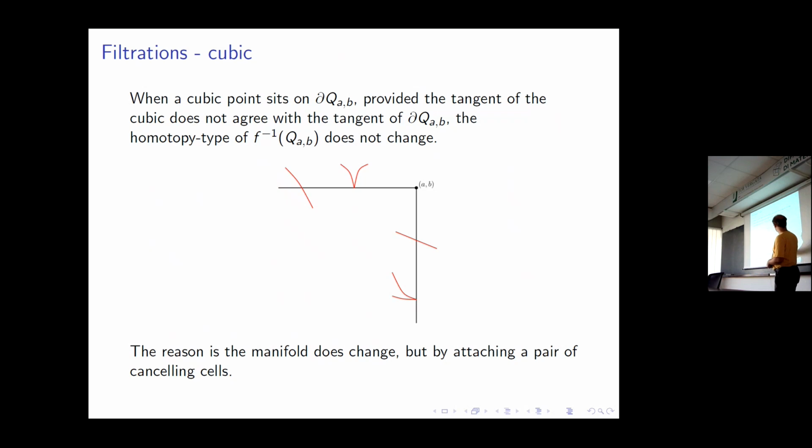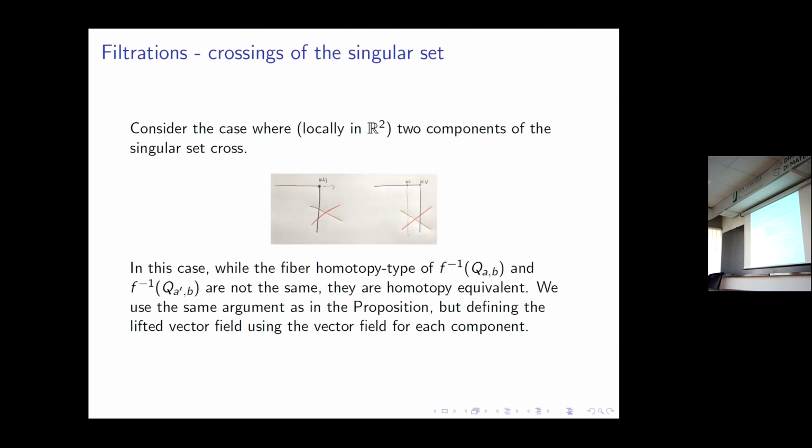When you pass through one of these cubic points, if the cubic is entirely pointing out or entirely pointing in, you don't change the homotopy type of the preimage of the quadrant. You do change its fiber homotopy type, but essentially what's going on is that you're attaching a cell and a canceling cell at the same time, or removing a cell and a canceling cell at the same time. So it's not terribly exciting.